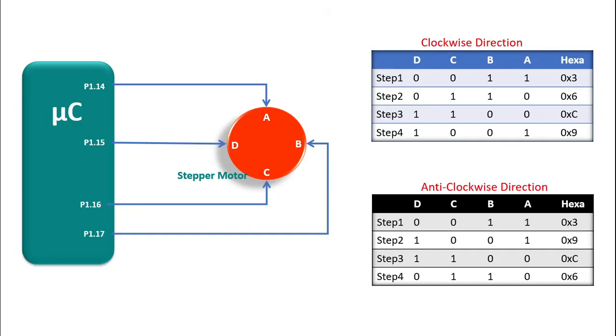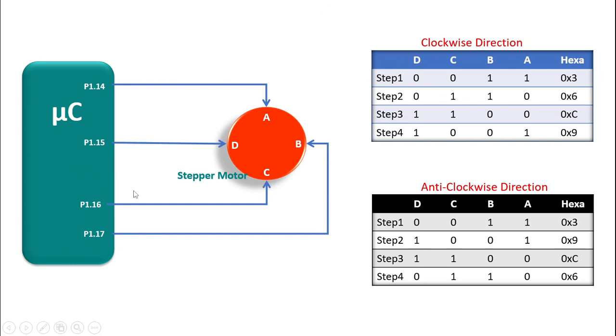Before going to the programming, we have to understand two important things: how the stepper motor is connected to the microcontroller and what sequence we have to give. These two are very important to rotate the stepper motor. In my circuit, I'm going to use a 4-coil stepper motor with a 1.8 degree step angle. It is having 4 coils, and these 4 coils are connected to general purpose ports named P1.14, 1.15, 1.16 and 1.17. Like this, 4 coils are connected to 4 port pins of my microcontroller.